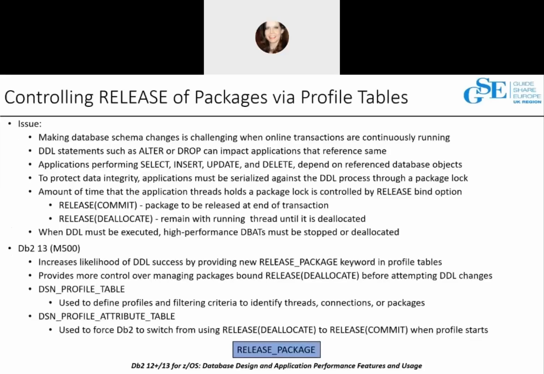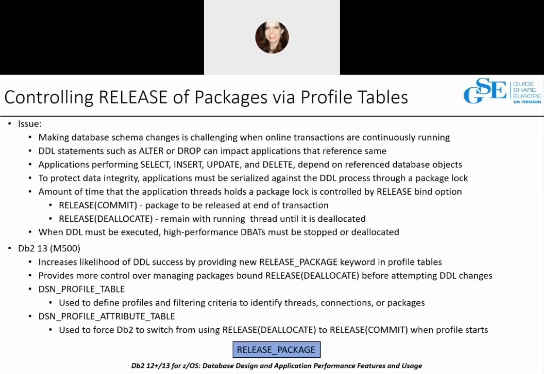And one thing that you can now control through the profile table is the release option on our packages. We all know the challenges of using RELEASE DEALLOCATE: when we want to get some DDL run, we need to find a way to switch it to RELEASE COMMIT so that we get our DDL executed. So that's always been a challenge.